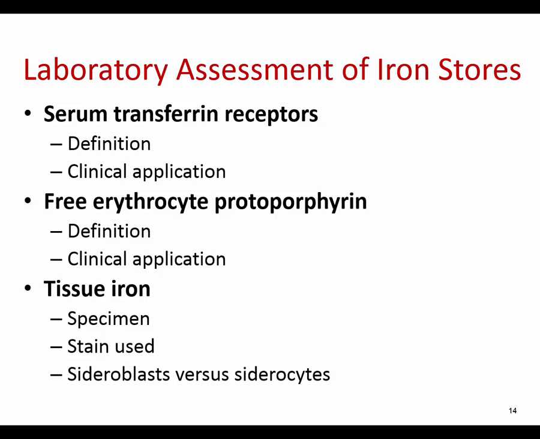If you are able to measure the free erythrocyte protoporphyrin, it's going to tell you one thing: there is an imbalance between the amount of iron and protoporphyrin. If you are not going to have enough iron to put into the protoporphyrin, you're not going to be able to make the heme.